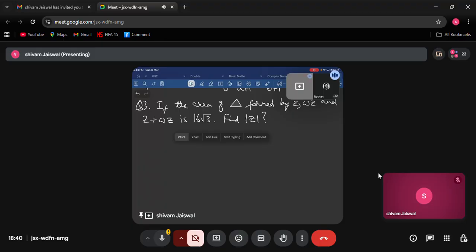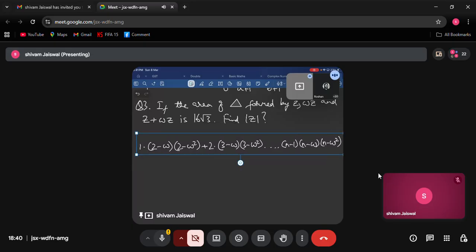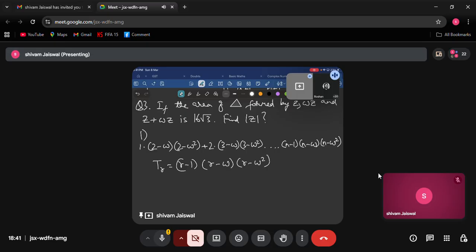Yes, Anvesha, your answer is correct. Over here, first of all, let us write down the rth term. This is number 1. TR will be equal to R minus 1 into R minus omega into R minus omega square. This is the rth term. Right, everyone?